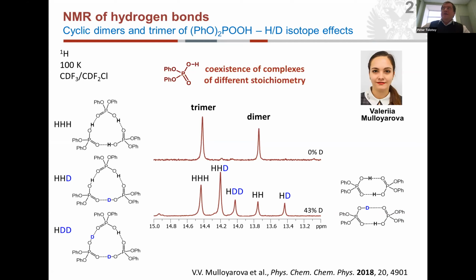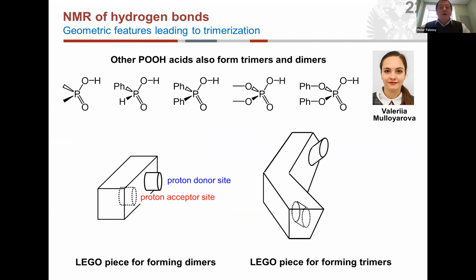That's a kind of a key point here in this presentation. Other phosphinic and phosphoric acids also form dimers and trimers, with a high tendency to form trimers. So that's how we can visualize it.